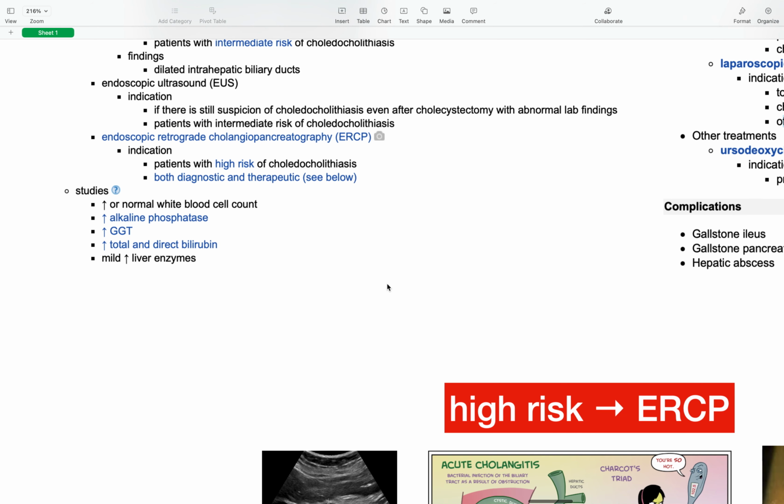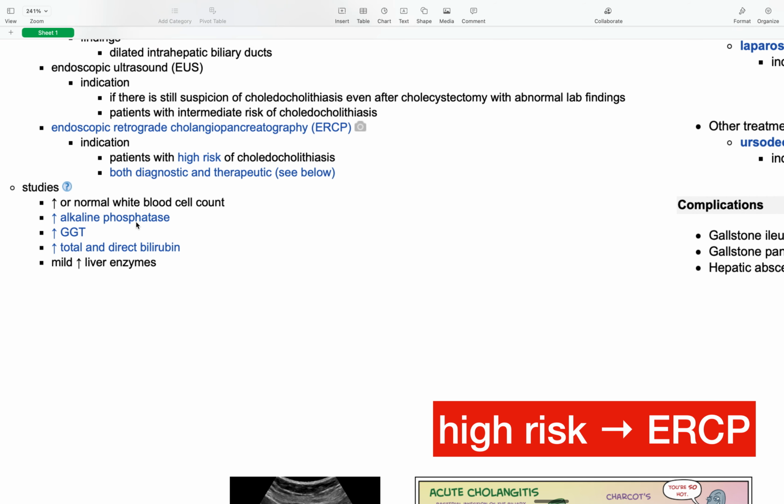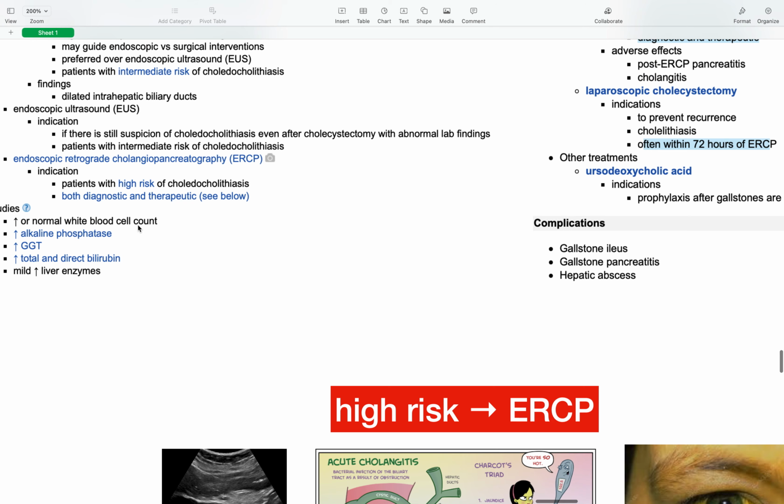Now, as I said earlier, because of backup of the acids in choledocolithiasis, there will be increase in alkaline phosphatase, increased GGT, increased total and direct bilirubin, mild elevation in liver enzymes, and sometimes infection can happen, and that results in increased white blood cell count. And those are the labs associated with choledocolithiasis.